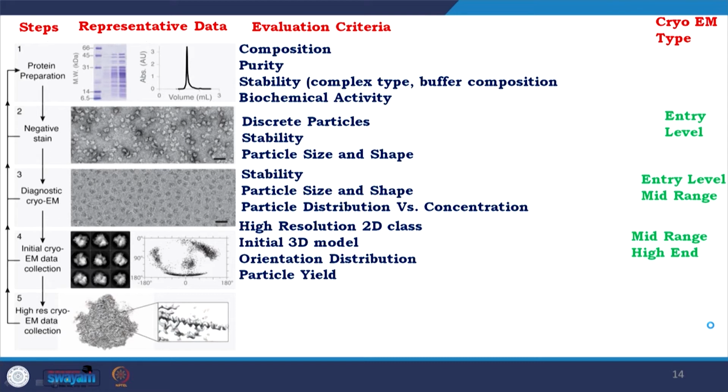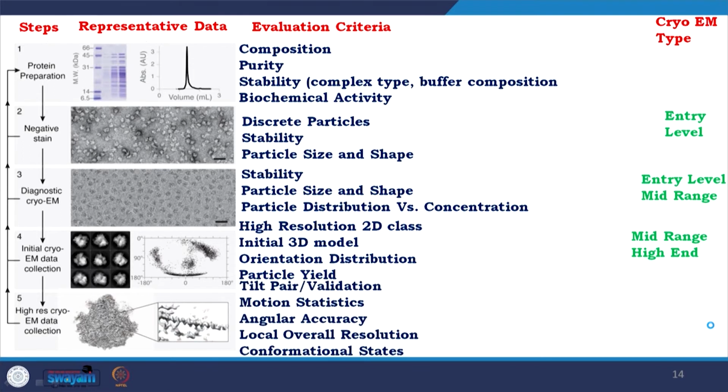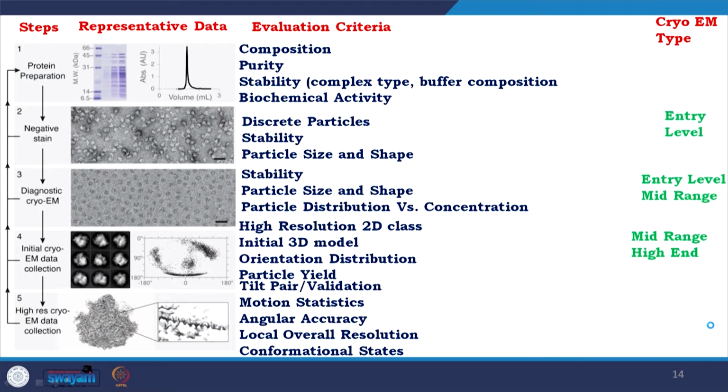And then high resolution cryo-EM data collection, which is giving you the molecular level representation. Here you see the structure of the ribosome, which is a favorite thing for the cryo-electron microscopist to work on. Here you have to work on the tilt pair and validation, because here you are identifying the different conformations, the motion statistics, the angular accuracy, the local and overall resolution and conformational state, and for that you need a high end microscope.